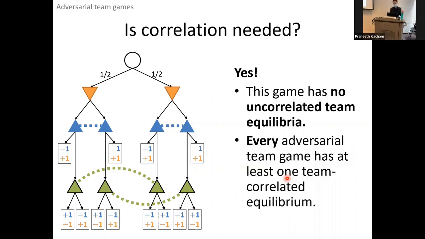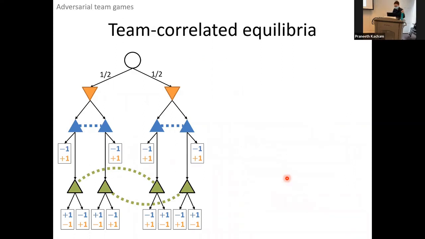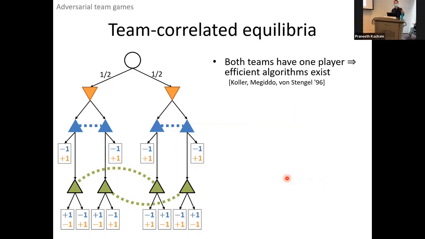Okay. So every adversarial team game has at least one team correlated equilibrium, though. And this is going to follow from duality. I will show this in a minute. Okay. So let's briefly talk about algorithms. If both teams have one player, then this is an extensive form game that is two-player zero-sum, and polynomial time algorithms are known for this setting.